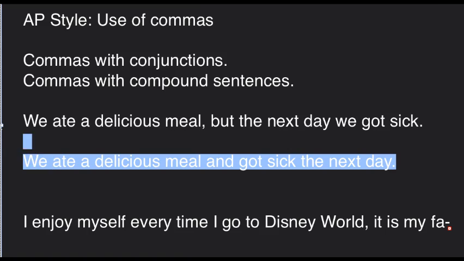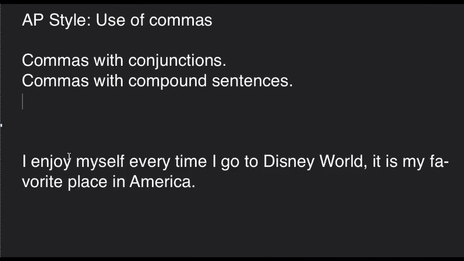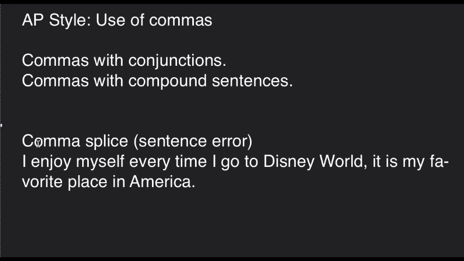I'm going to get rid of this just to make it clearer. There we go. This is called a comma splice, and it is a type of sentence error. People make these all the time.